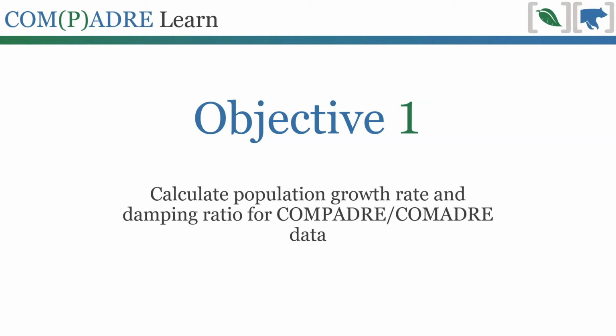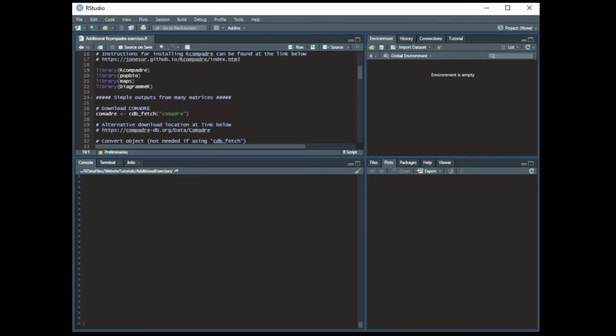Objective 1. Calculate population growth rate and damping ratio for Compadre and Comadre data. Let's start by loading the required packages. For this video, we'll be using the R file provided on the tutorial webpage. Now, we can use the cdb_fetch function in the Rcompadre package to download the latest version of the Comadre database.